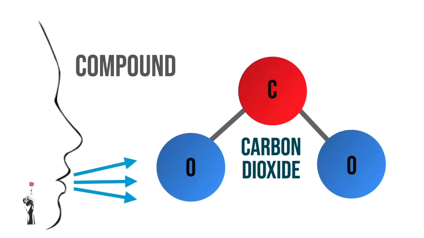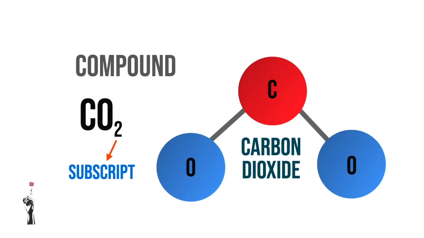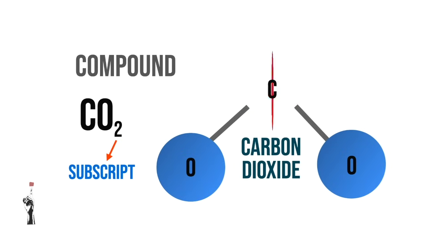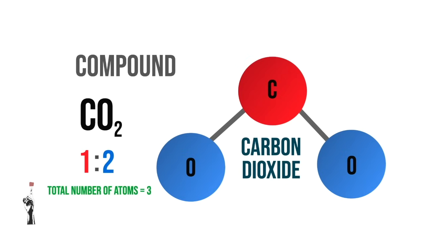The chemical formula for carbon dioxide is a capital C, a capital O, and a small 2 at the bottom of the O. This small 2 is called the subscript, and it indicates that the two oxygen atoms are connected to the carbon atom. From here we can also see that there's a clear ratio of 1 to 2. The total number of atoms in this compound is 3, 1 plus 2.